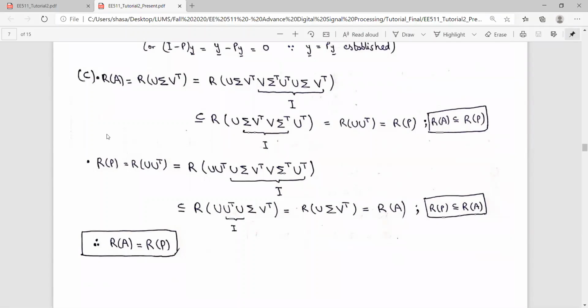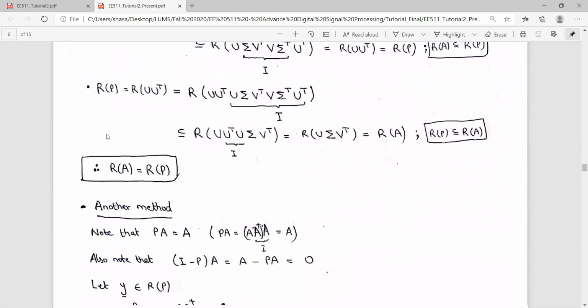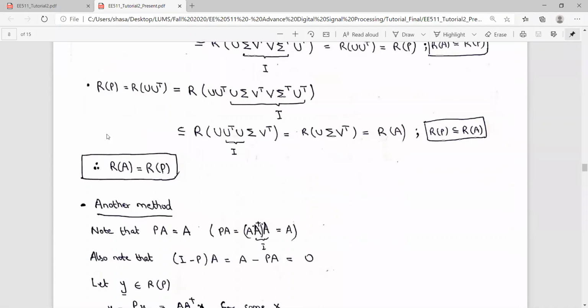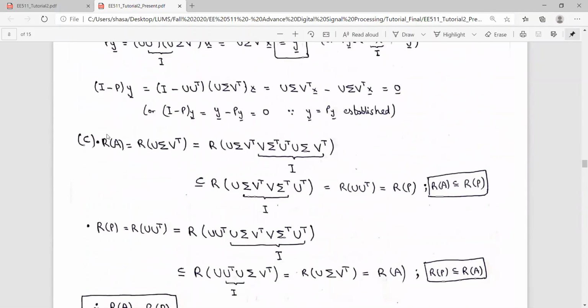Yes, could you repeat how you established that the expression above would be a subset of the expression below? Yes. Because it seems like a lot of acrobatics.